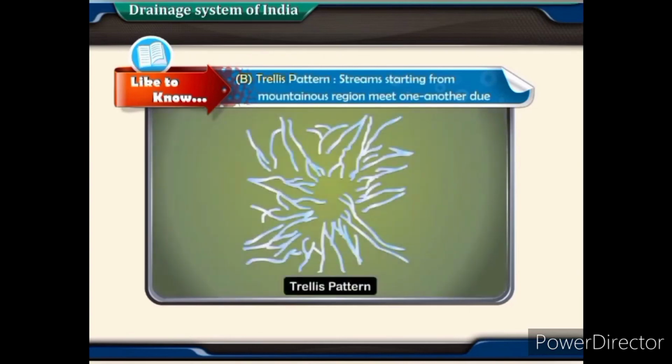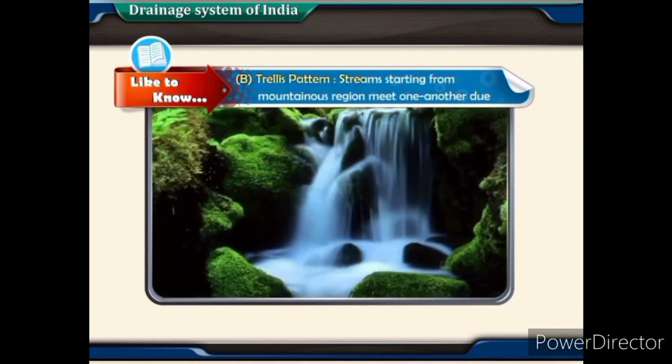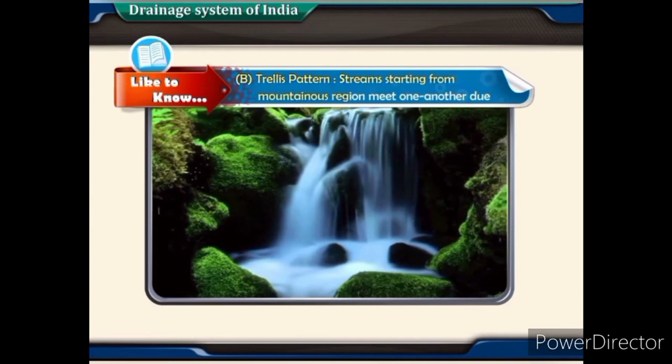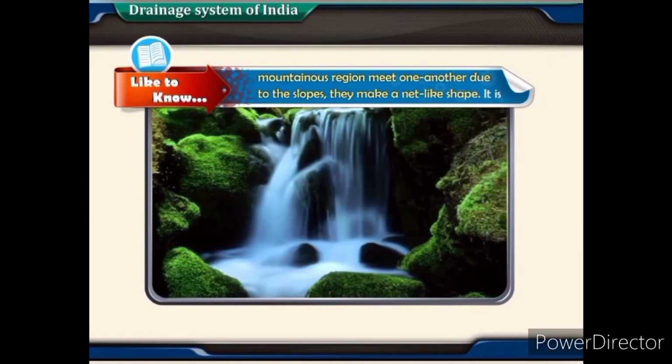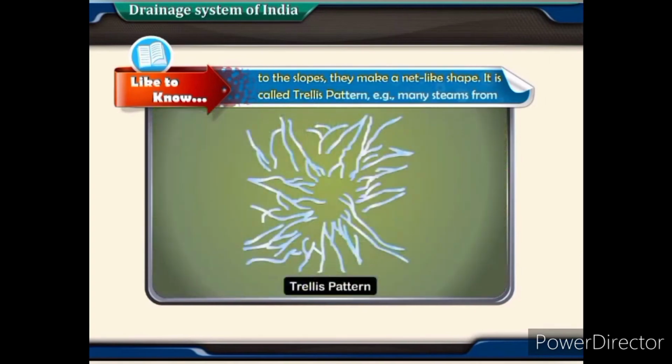B. Trellis pattern. Streams starting from mountainous region meet one another. Due to the slopes, they make a net-like shape. It is called trellis pattern. Example, many streams from Himalayan region.